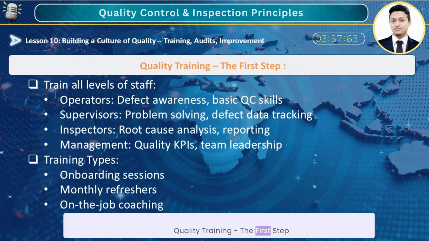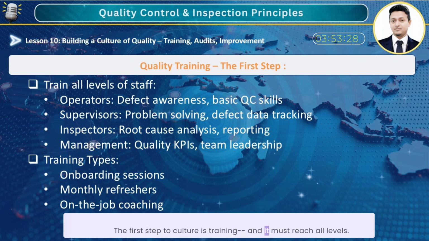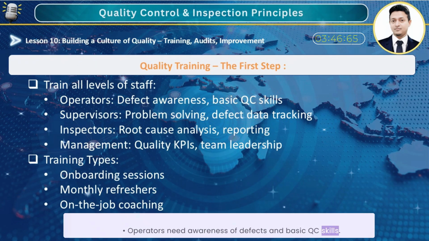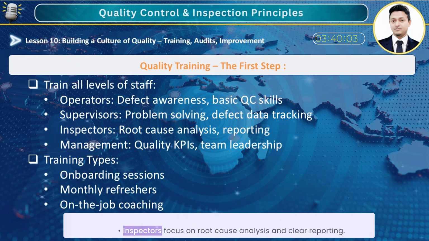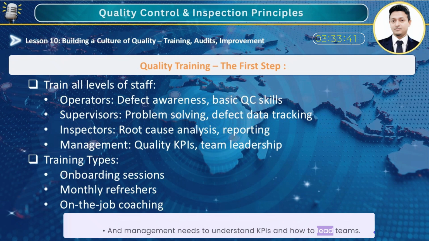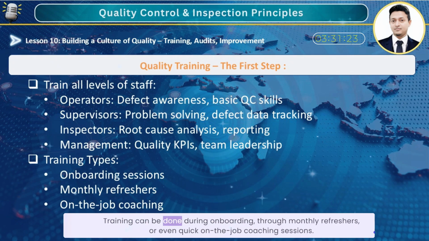Quality training, the first step. The first step to culture is training, and it must reach all levels. Operators need awareness of defects and basic QC skills. Supervisors must learn problem solving and how to track defect data. Inspectors focus on root cause analysis and clear reporting. And management needs to understand KPIs and how to lead teams. Training can be done during onboarding, through monthly refreshers, or even quick on-the-job coaching sessions.